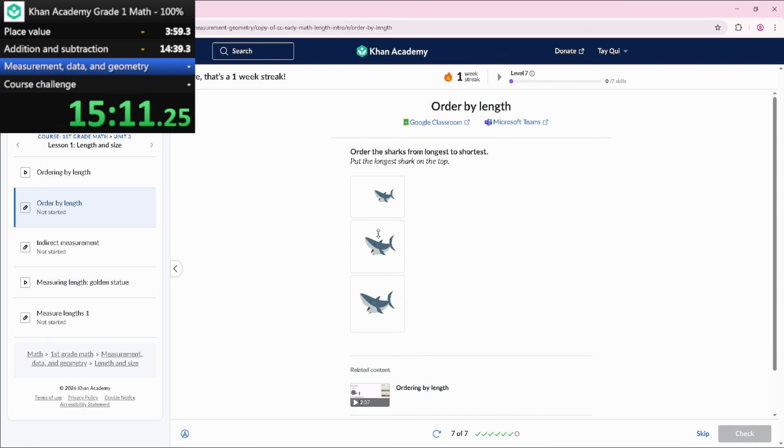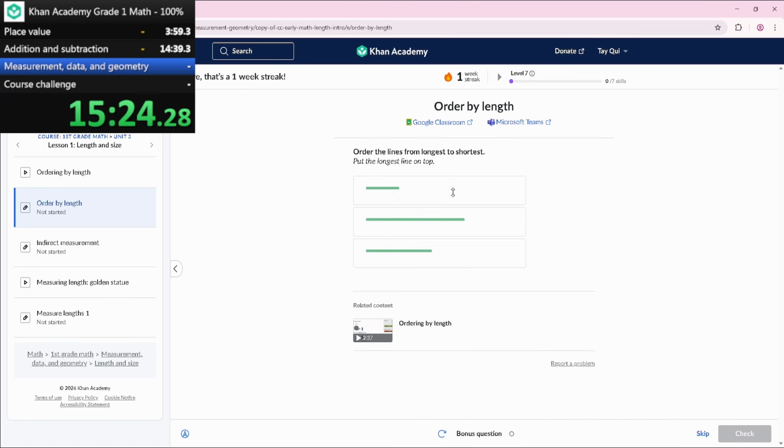When it asked me to reorder the sharks from longest to shortest, apparently I failed to order it correctly. I thought I was going insane. I doubted my abilities to pass first grade math for a second, but it seemed like just a glitch. However, this cost me around 10 crucial seconds, so I had to lock in to make up for this.